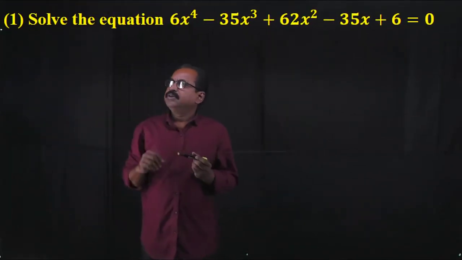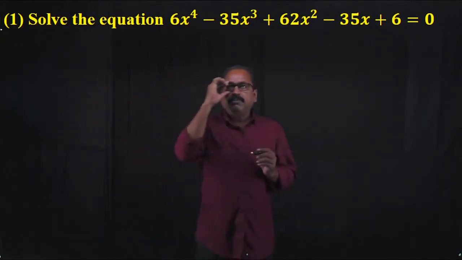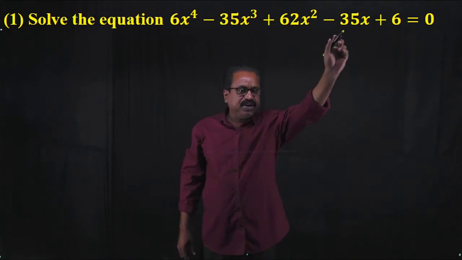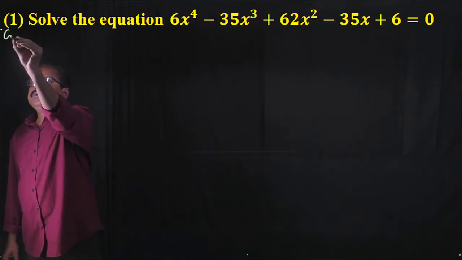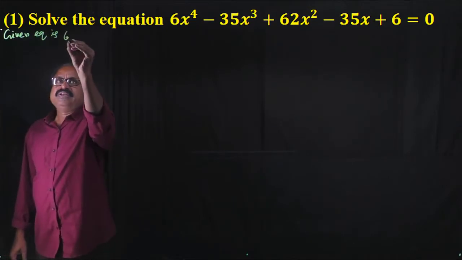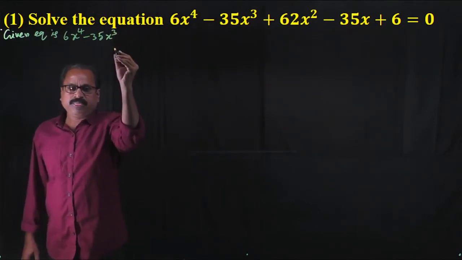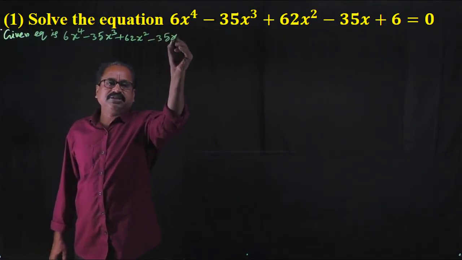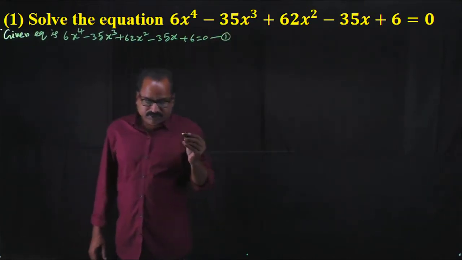Dear students, now question number 1. Solve the equation 6x^4 - 35x^3 + 62x^2 - 35x + 6 = 0. So, now the given equation is 6x^4 - 35x^3 + 62x^2 - 35x + 6 = 0. This is equation number 1.